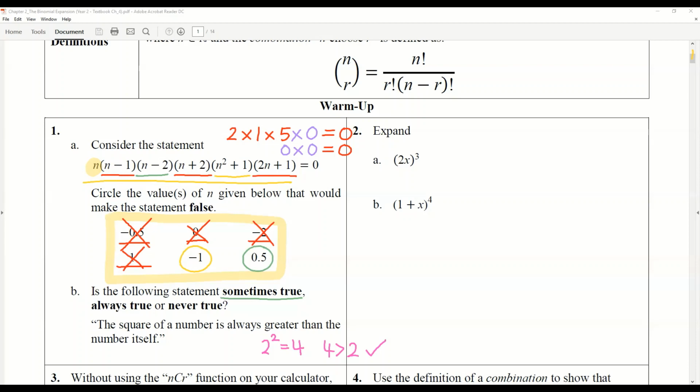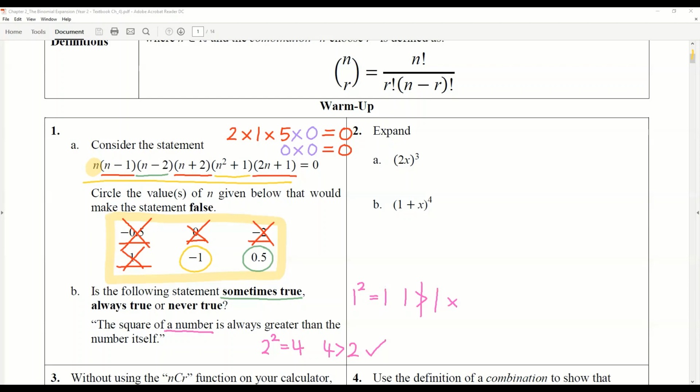Well, it just says a number, okay? Any number we choose. Now, an obvious one to pick would be 1. 1 squared equals 1. And we know that 1, well, it's not greater than 1, is it? Okay, so it wouldn't work in the case of the number 1.